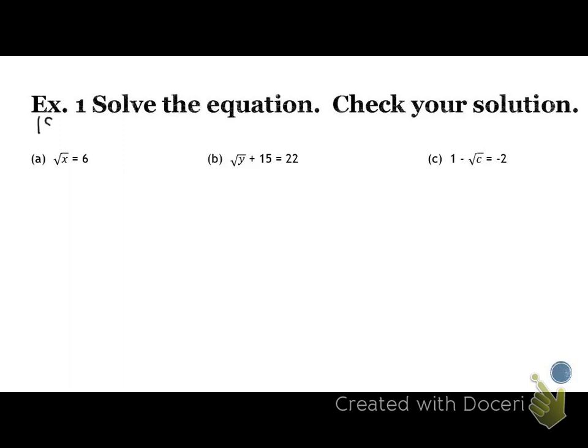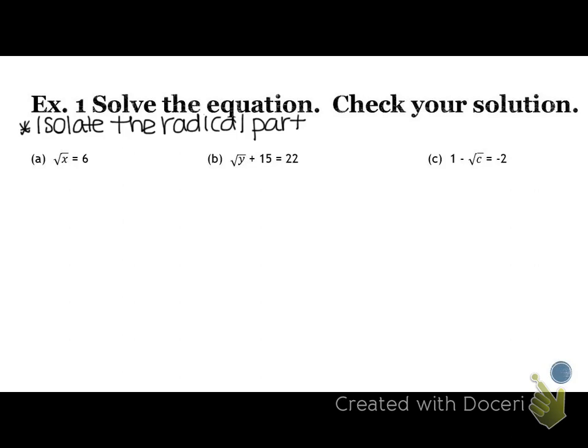Now you can call it the radical part. You can call it the radical piece. I don't care what you want to call it, but we gotta isolate the radical part of the problem. That's step number 1. So if you're looking at letter A, is the radical part of the problem isolated? Is it on a side by itself? Yes, it is. What is the radical part of this problem? The square root of x. That is the radical piece. That's the square root.